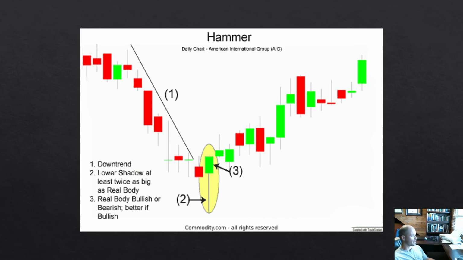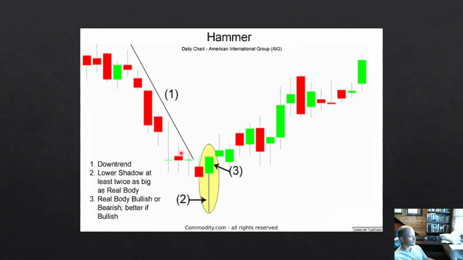Here's an example of a hammer. As you can see, like on the other examples, this is the daily chart. We have our downtrend. So what happens right here? Look at this. We've talked about these, right? Dojis and spinning tops. Right here, there's a spinning top. And what did we say about the spinning top? We said that the spinning top is showing that a trend reversal is imminent, right? So that's right there.